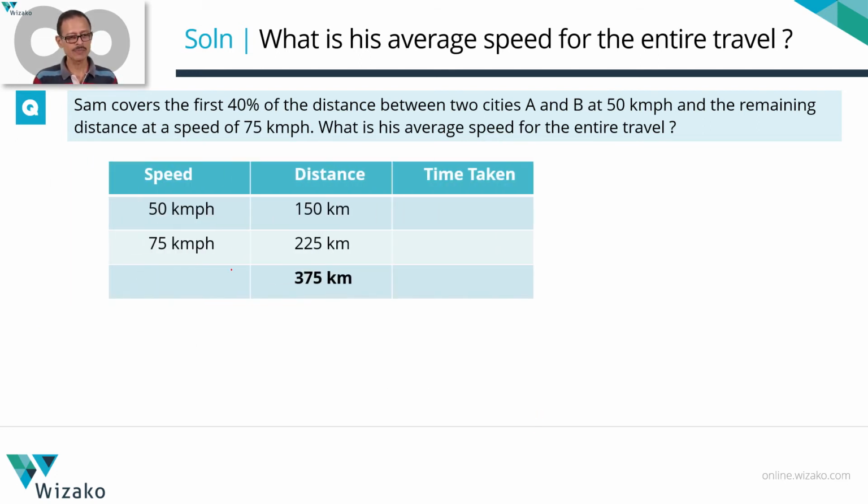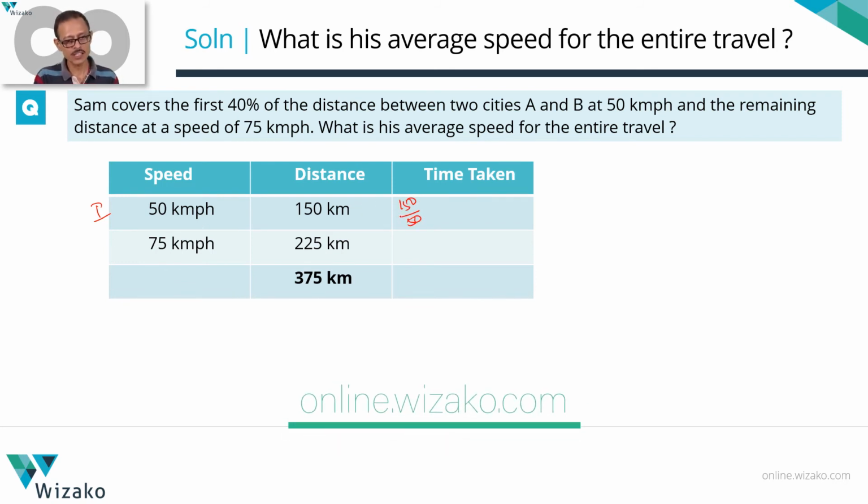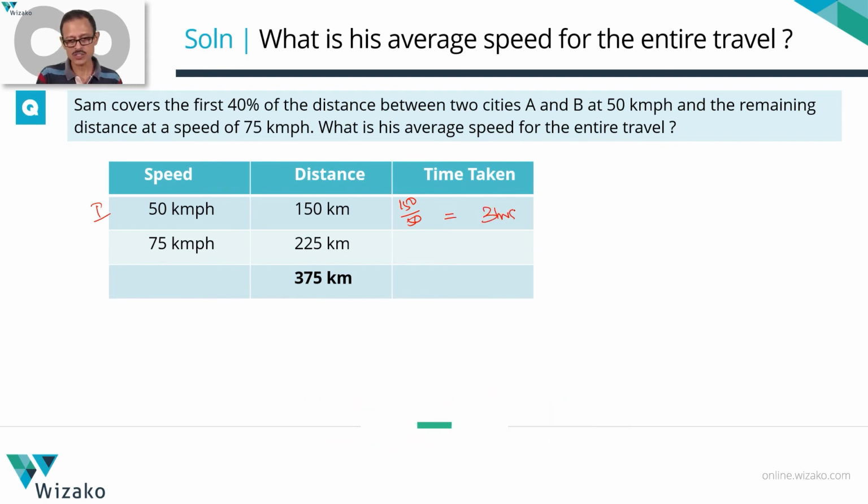Now plug it into the table. First part of the journey is covered at 50 kilometers per hour. We have assumed that distance to be 150 kilometers. So how long will it take? Distance divided by speed. 150 kilometers upon 50 kilometers per hour is going to take 3 hours to complete the first part of the journey. Second part of the journey, speed is equal to 75 kilometers per hour. Distance covered is 225. So time taken is 225 divided by 75, distance divided by speed. So this is also going to take 3 hours. So total time taken is equal to 6 hours.